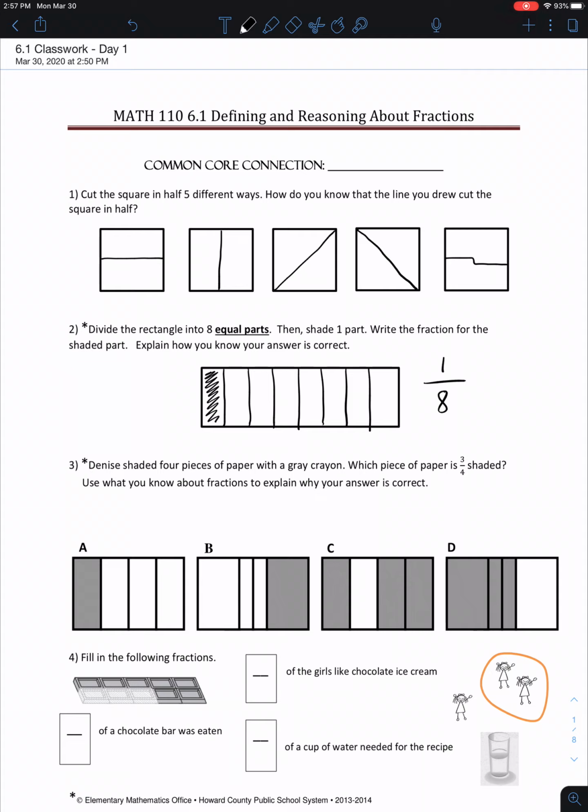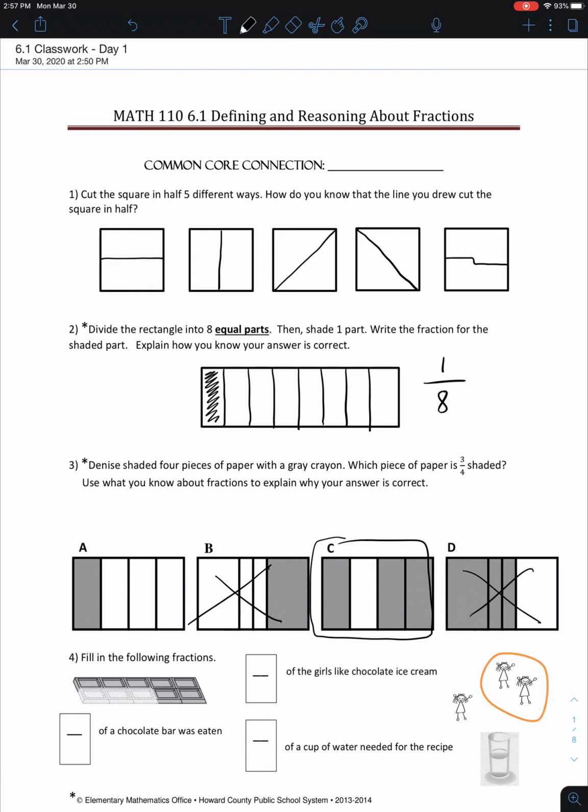Notice we've got 2 big rectangles and 2 small rectangles. So that's no good. So D, even though D has 3 blocks shaded, again, they're not divided up evenly, so that eliminates D as well. A and C both have nice evenly divided rectangles, but the only one that has 3 of them shaded would be C in this case. So C looks like the right answer for 3.